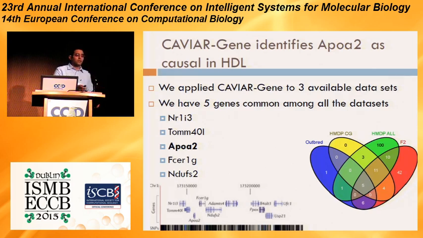Interestingly, there are 5 genes that are picked by all the runs, and these 5 genes are named here, and one of them is APOA2. The other 4 are genes that are very close to it, and our collaborators think that if a gene other than APOA2 should be causal, it should be one of them. So by this, we can save a huge amount of time for our collaborators. Instead of spending years to filter out these genes, we can do it in a couple of hours.